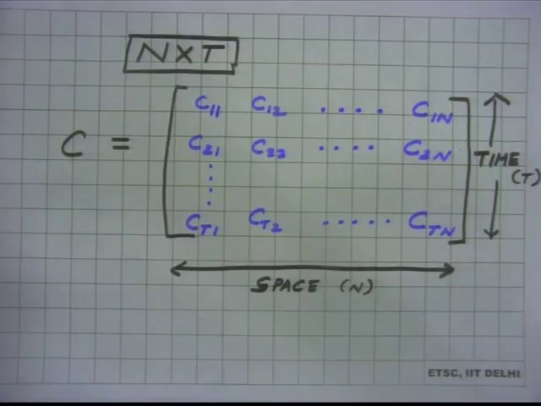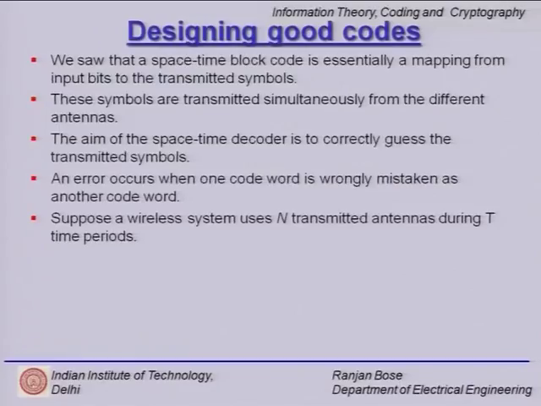We can represent it. So, now the question is, what is a good space time block code? How do we design one? We need some design rules. So, we saw that a space time block code is essentially a mapping from input bits to transmitted symbols. So, we have to play the game there. These symbols are transmitted simultaneously from the different antenna elements, okay? And therefore, they couple at the receiver. The aim of the space time decoder is to correctly guess the transmitted symbols. An error occurs when one code word is wrongly mistaken as another code word.